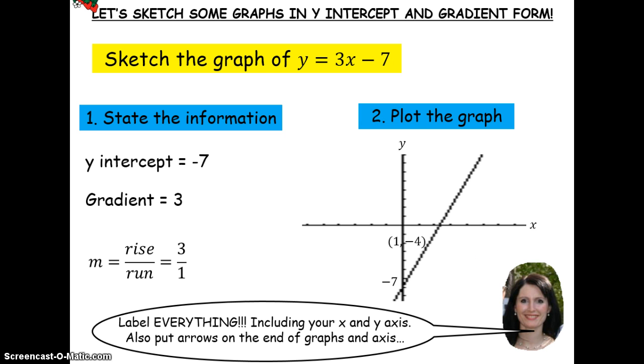That's up 3. Then we run, or go across, positive 1. So we're going in the positive direction of the x-axis across 1 unit. So the coordinates of that unit would be 1 and negative 4. That's our second point, and by connecting those points we can draw the graph. We always want to write the equation of the line on the line, and we want to label the x and y axes as is shown there.